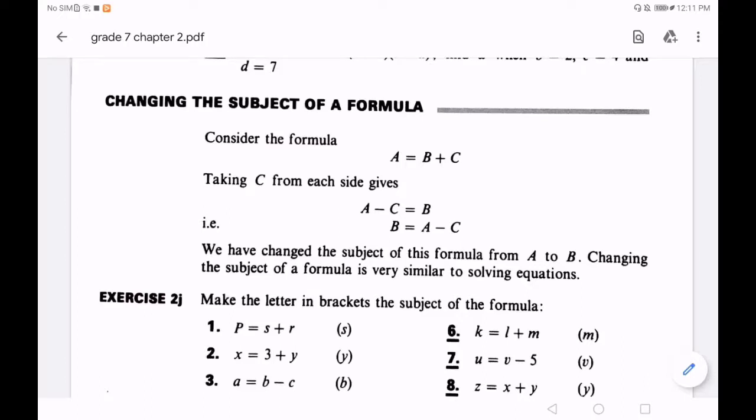This lesson is about changing the subject of the formula, exercise 2J, on page number 41. You can see all the details in the weekly plan on Wednesday, the third day of the week.